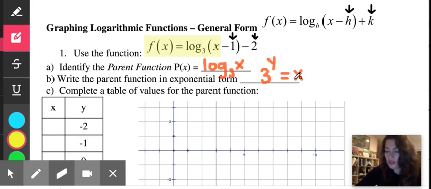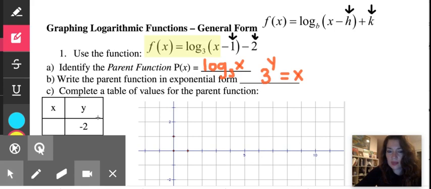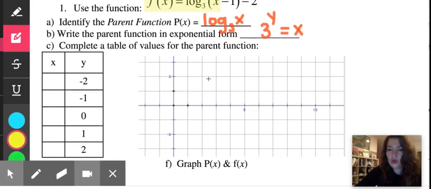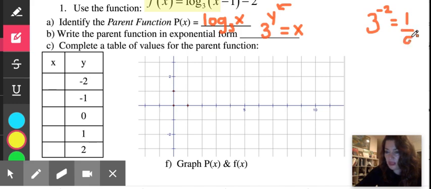Once we have switched it to exponential form, we can now make a table and complete the values. So our inputs are going to be the y values right here. We're going to input for y. All right, so what happens when we say 3 to the -2? Well, 3 to the -2, if we remember working with negative exponents, is the same as 1 over 3 squared, which is the same as 1 over 9. So when y is -2, x is 1/9.